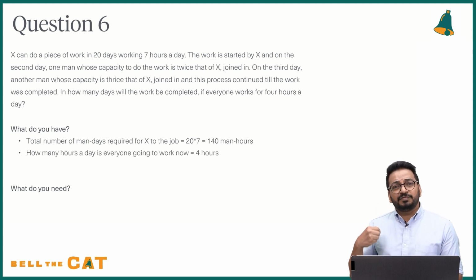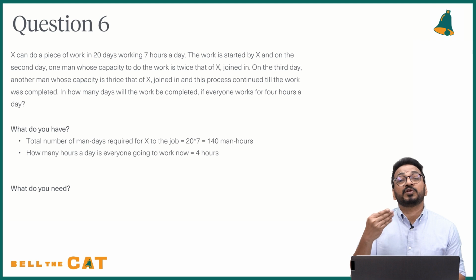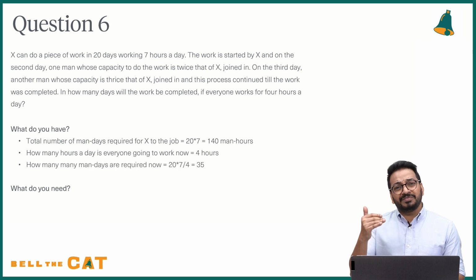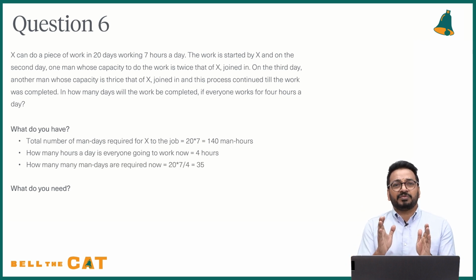If people are working for fewer hours, if X, instead of working for 7 hours, is working for 4 hours, that means the number of days taken will be higher. Now in the new situation, what is the number of man days required to finish this job? 20 into 7 divided by 4. Total man hours is 140.